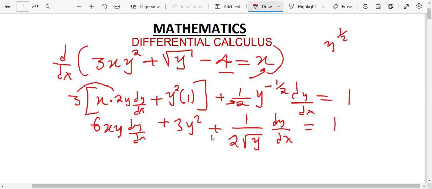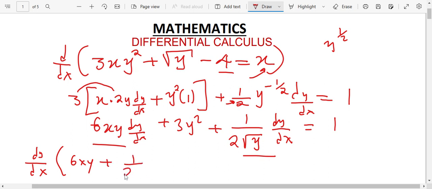Everything with dy over dx, I'll put them together and then factorize out dy over dx. So this one and this one. So I'll say dy over dx, open bracket, 6xy plus 1 over 2 square root of y. That is going to be equal to 1 minus, I'll take this time the other side, 3y squared.